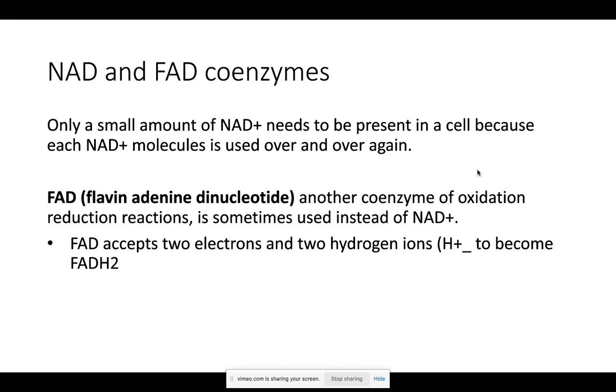If NAD is not working, which it primarily is, there's only a few reactions in the body that utilize FAD. Then we use FAD. FAD stands for flavin adenine dinucleotide. I just want you to recognize the name. I don't necessarily know that I'll test this, but just know that it is a coenzyme and it's used in cellular respiration. And I'll point out whenever these are important.